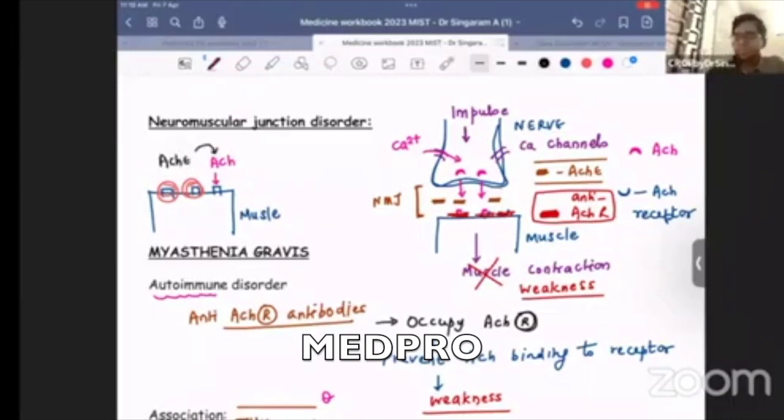Are you able to understand this? So, if I can inhibit this acetylcholine esterase from acting or from production, what will happen? The acetylcholine will act on the acetylcholine receptor for a long time without being destroyed by acetylcholine esterase.